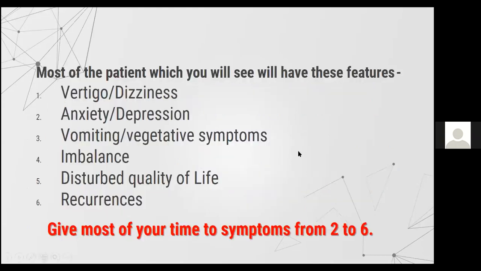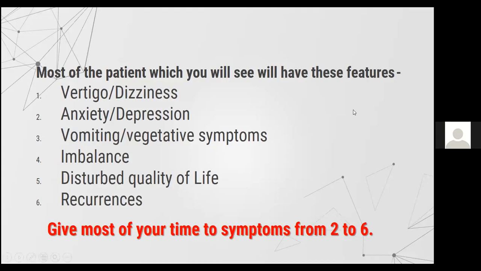So most of the patients you will see will have these 6 complaints. First one is vertigo and dizziness. Second is anxiety and depression. Third is any vegetative symptoms like nausea, vomiting. Fourth is imbalance. Fifth is disturbed quality of life. This you have to ask. And sixth is recurrences. So what we generally do is we focus on the first part, the vertigo.